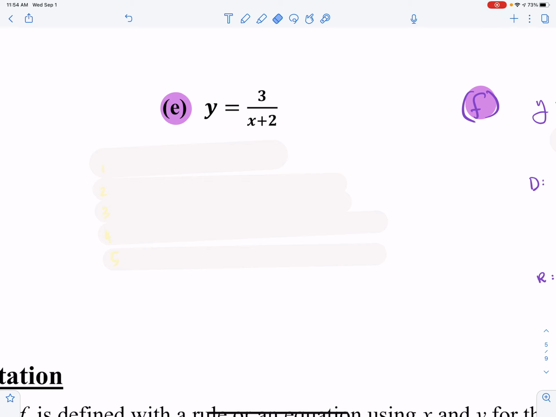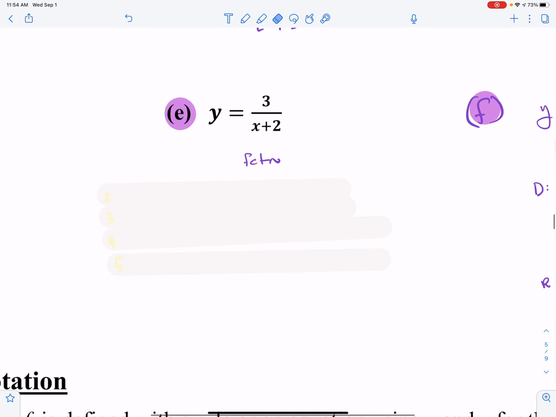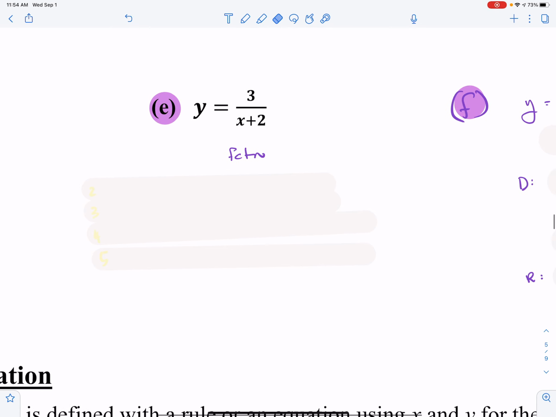Now the first thing is let's talk about my domain and my range. Or maybe I should talk about function first. I think that's probably what I'm going to cover up or uncover. So yes, this is a function. The easiest way to talk you through that is to look at a graph. You don't know what the graph of this looks like yet. So for now, just trust me on that.